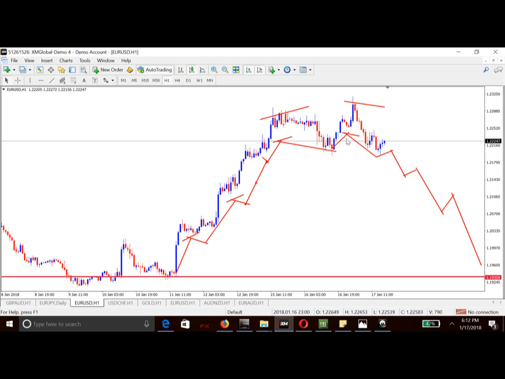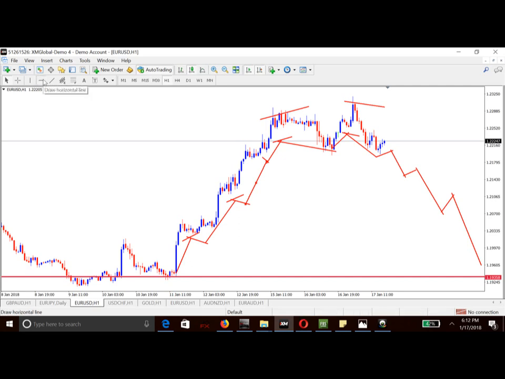Now, when the market is going in higher highs like this, it's telling us something, that it has an uptrend. It is going in an uptrend, meaning that the market is bullish, there are more buyers in the market. That currency is very strong, that there are more buyers in the market than sellers.